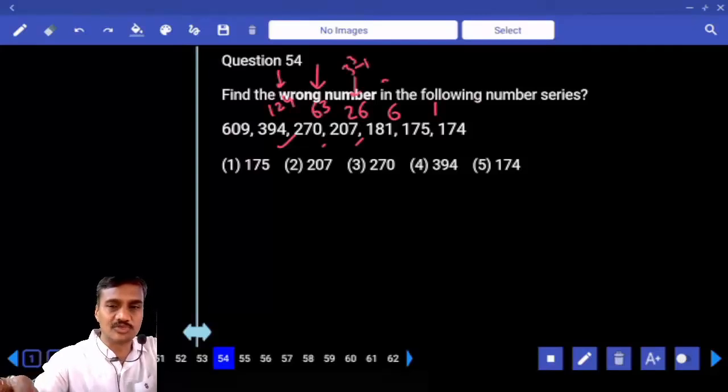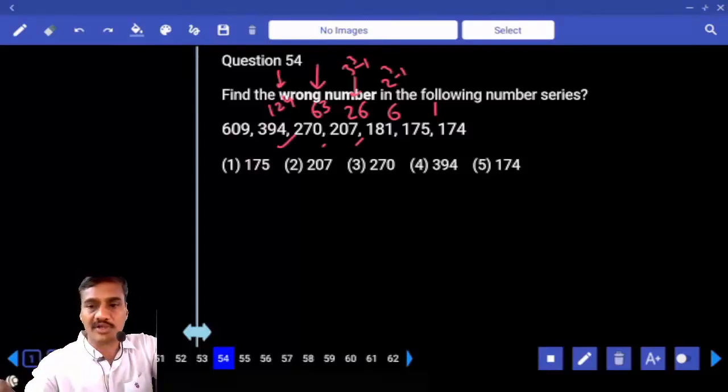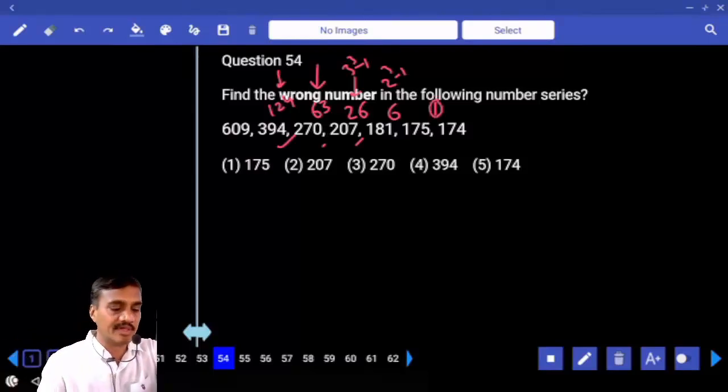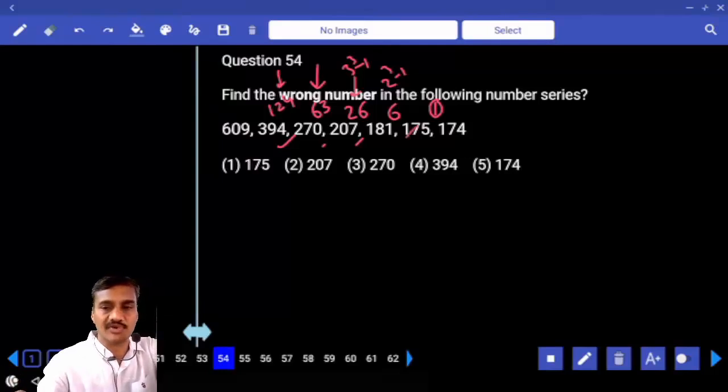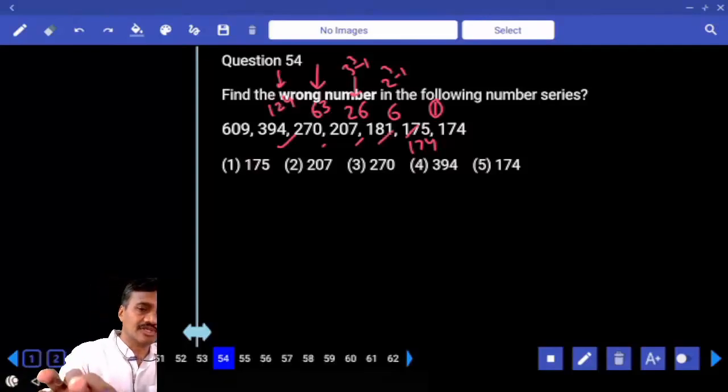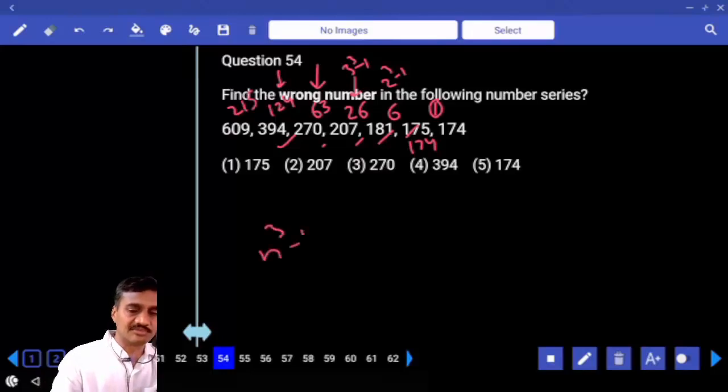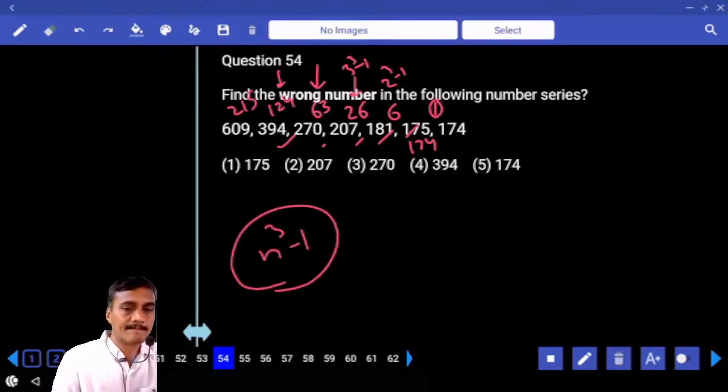What should come next? 2 cube minus 1. What should 1 cube minus 1 be? It should be 0. So what is the number here? 0. And what is the wrong number we have? 175 is the wrong number here. 174 and 7. Now 181 fits. And the next one is 215. Now the difference between the numbers can be expressed as 2 cube minus 1.